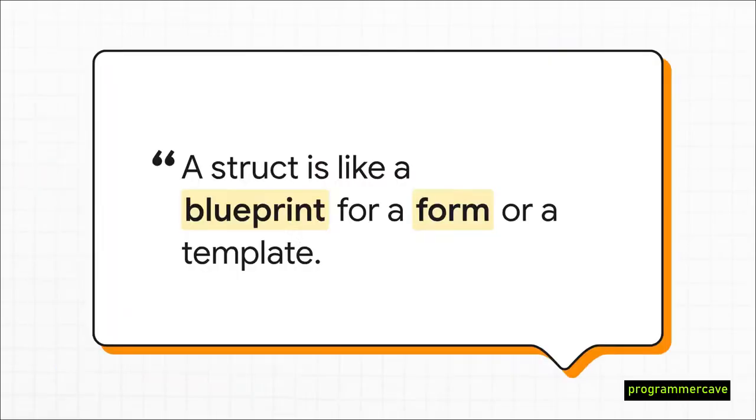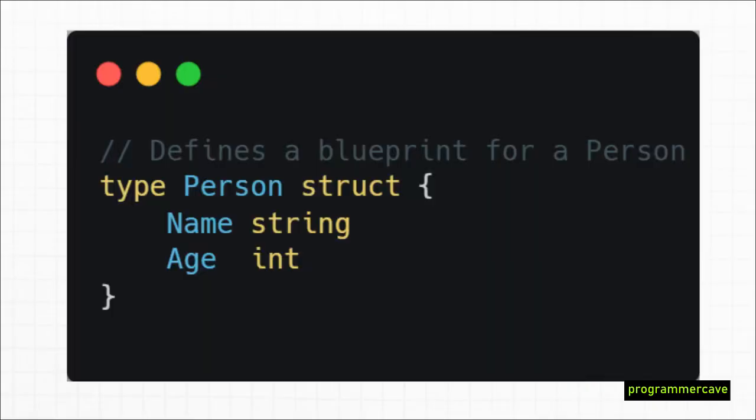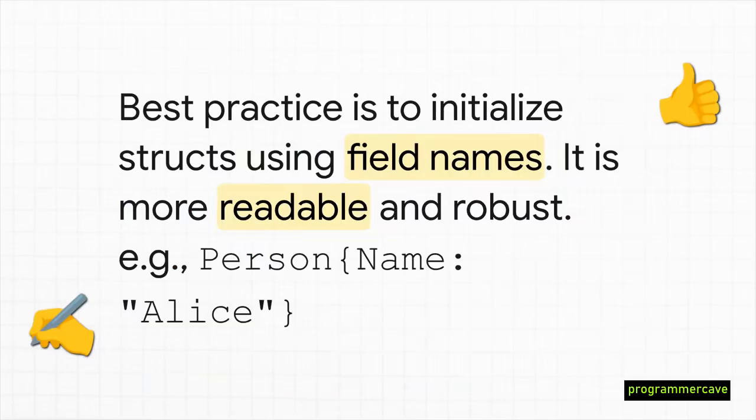And honestly, this is the best way to think about it. The struct definition itself isn't the data, it's the blueprint. It's like an empty form for a person that has slots for a name, an age, and a city. The actual people, Alice, who's 30, or Bob, who's 42, those are the instances that we create from that one blueprint.